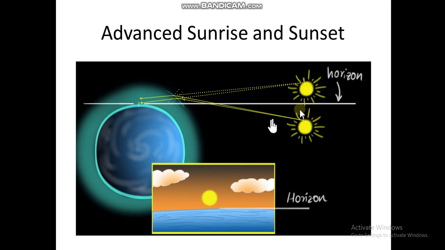So it is approximately 2 minutes. It means that after 2 minutes the sun will come here, and the person will see the sun 2 minutes earlier than the actual sunrise. That's why it is known as advanced sunrise. We see the sun during the sunrise. It is not the actual sun, it is the image of the sun that we see, which takes place because of atmospheric refraction, and we see the sun 2 minutes earlier than its real time.